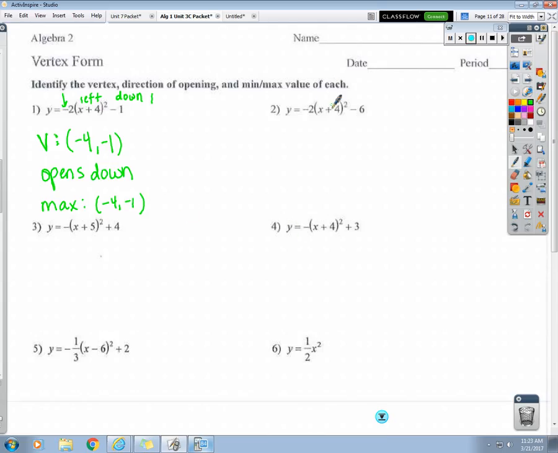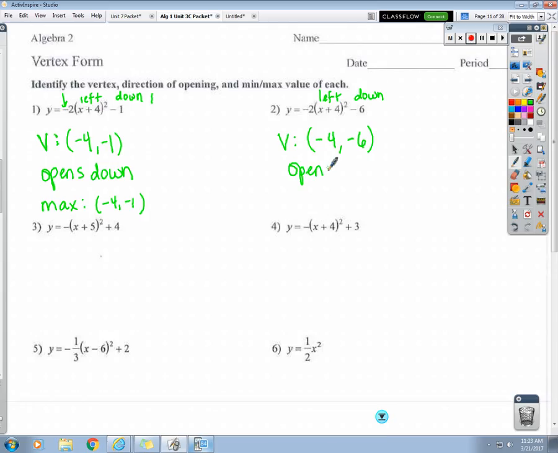What will this x plus 4 cause the parabola to do? Left 4. What will the minus 6 cause the parabola to do? Down 6. So if your whole parabola shifts left 4 units and down 6 units, where does that place the vertex? Correct. Is the parabola going to open up or down?